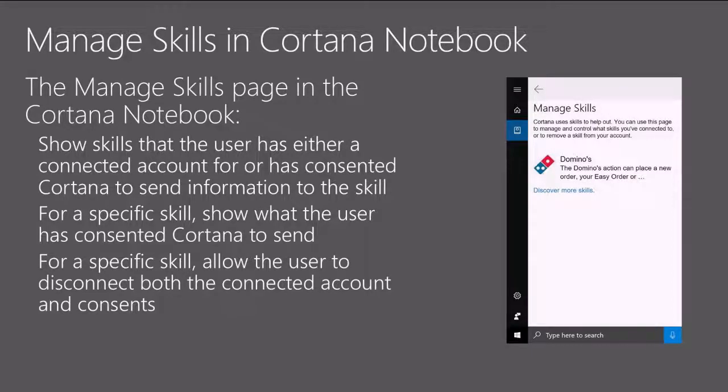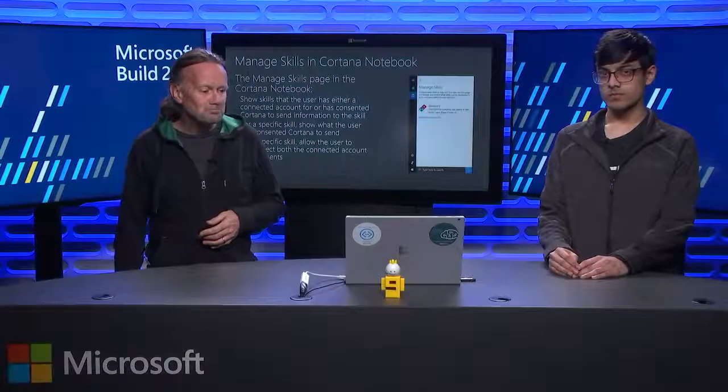Now, from the end user's point of view, they can see in the Cortana notebook, in the Cortana app, a listing of all the skills that you have accessed. And in there, it shows what the user has consented to. You can also disconnect from that skill in the notebook, so you can disconnect from the stored credentials as well.